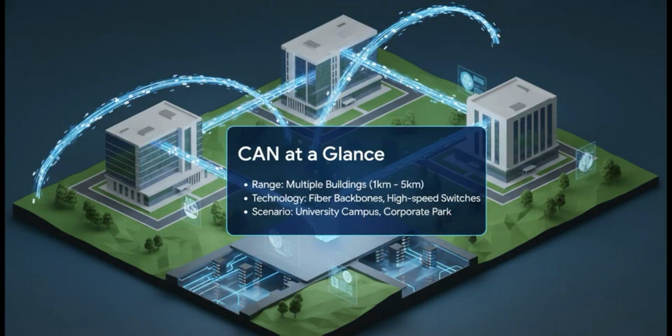So here, the scale just takes another huge leap forward. We're now talking a range of several kilometers, and it's connected by some serious hardware like fiber optic backbones. This is what allows an entire corporate park or a university to act like one single, cohesive digital space.